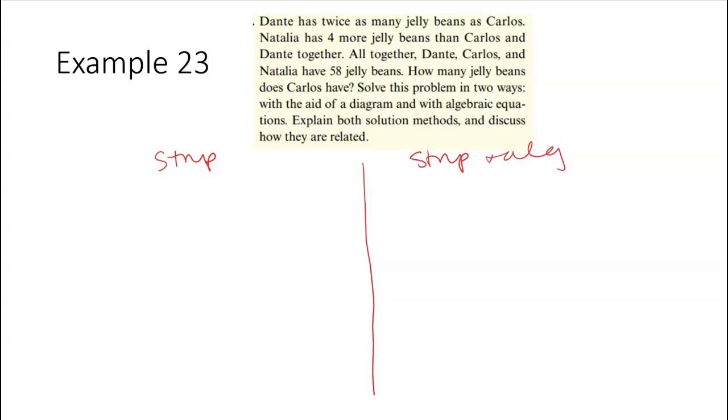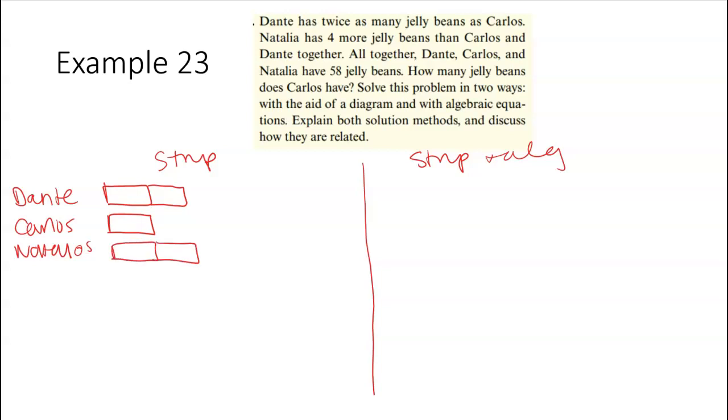So let's write it out. Let's just see what we've got here. Dante, Carlos, and Natalia. Dante has twice as many as Carlos. So if this was Carlos, Dante would have 2 of those. And Natalia has 4 more beans than Carlos and Dante together. So together, she would have 3 of these plus 4. And all together, they have 58.